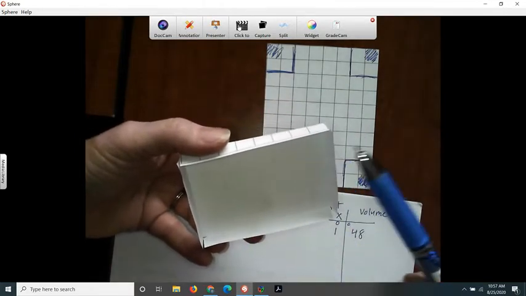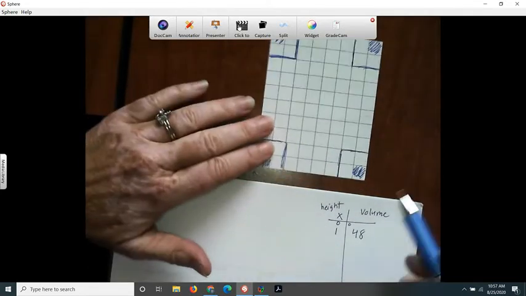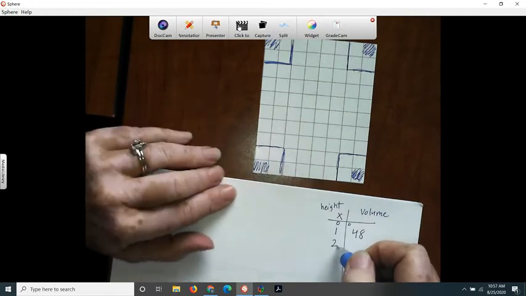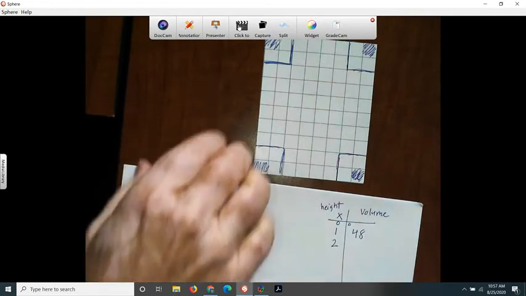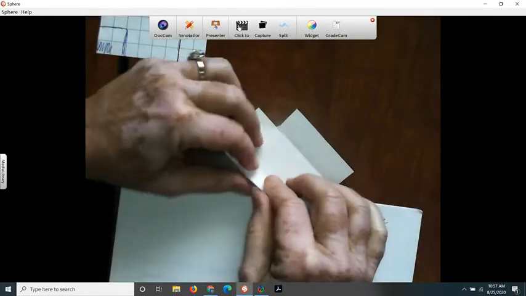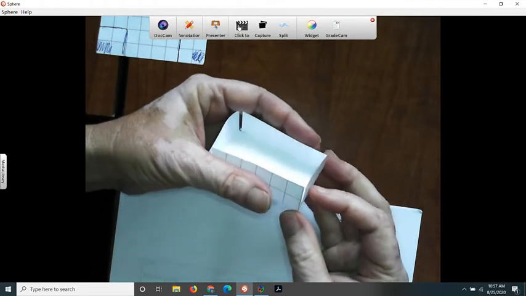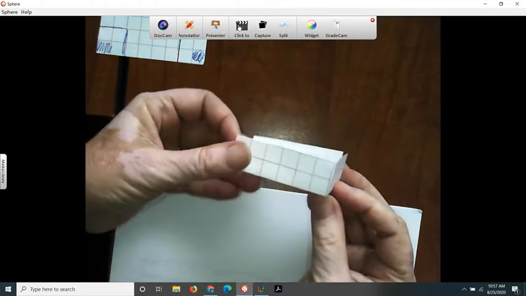So this one will have a height of 2, and I've already cut one out. I don't know if you can tell. So when I fold this up, I've got a height of 2. Hopefully that makes sense to you.